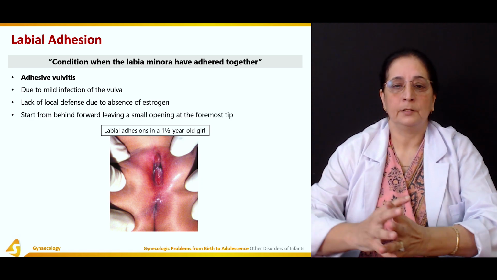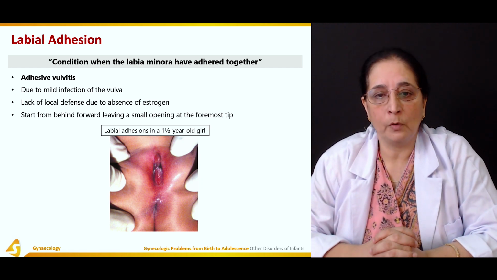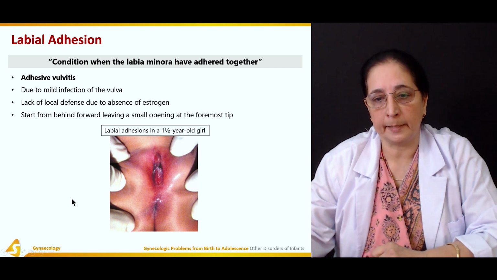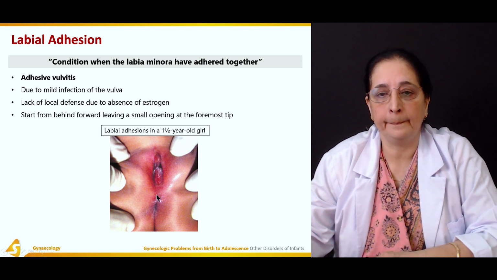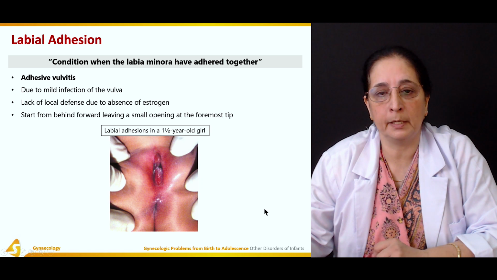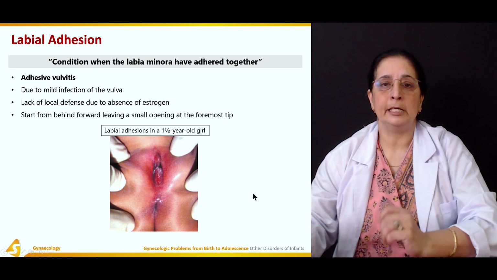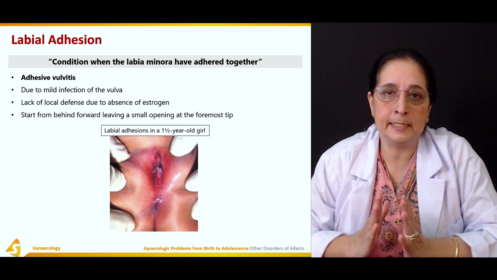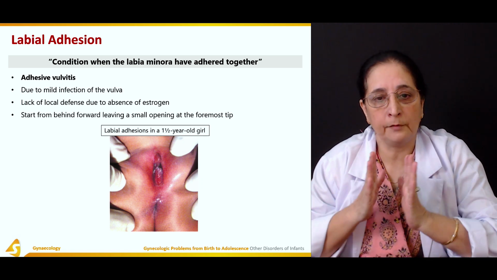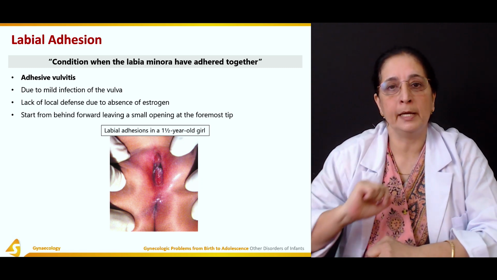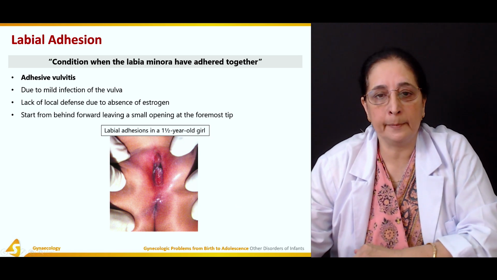It starts from behind forward, leaving a small opening at the foremost tip. So usually it starts from behind to forward, and at the top there is usually a small opening present. So labial adhesion is when the labia minora are adhered together, starting from behind forward, and usually you see a small opening at the foremost tip.